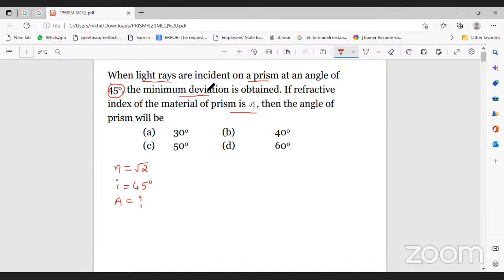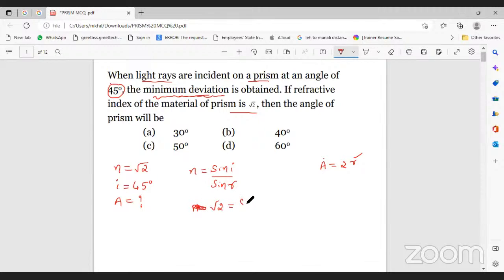Now, clearly in the problem they are talking about minimum deviation. For minimum deviation, A should be equal to 2R. So A equals 2R means to find the angle of the prism, you have to obtain R. To obtain R, just apply Snell's law. n is equal to sin i divided by sin r.